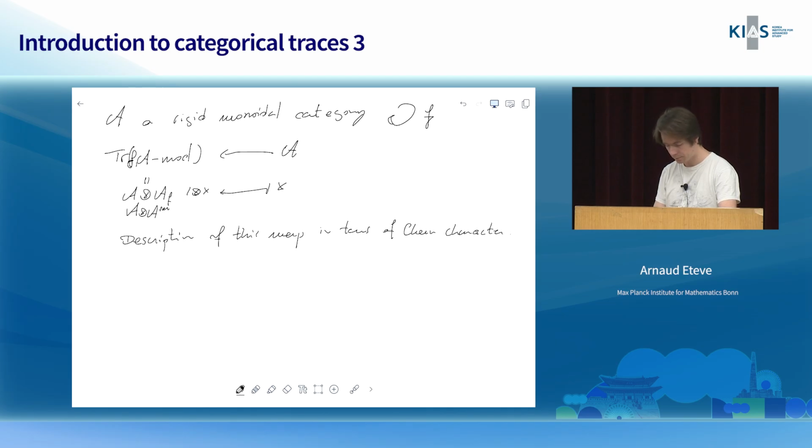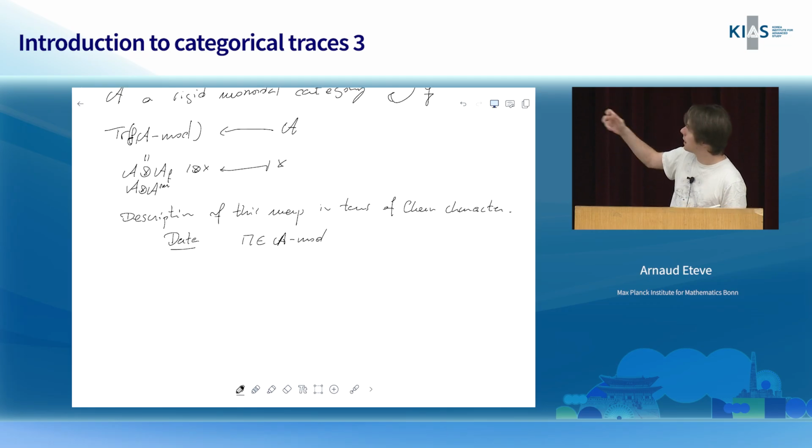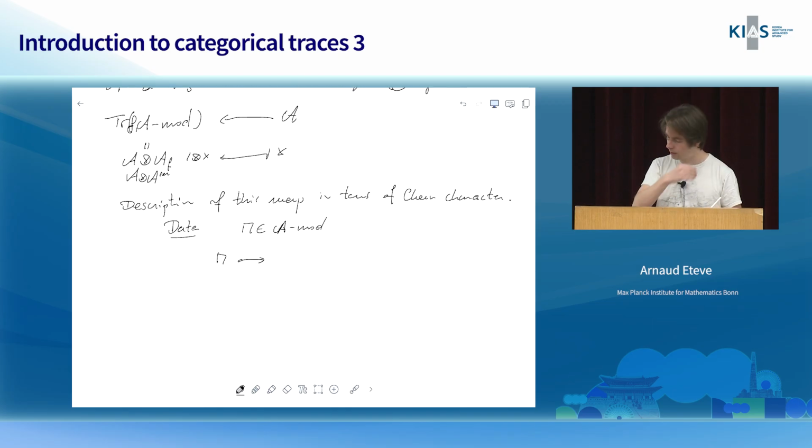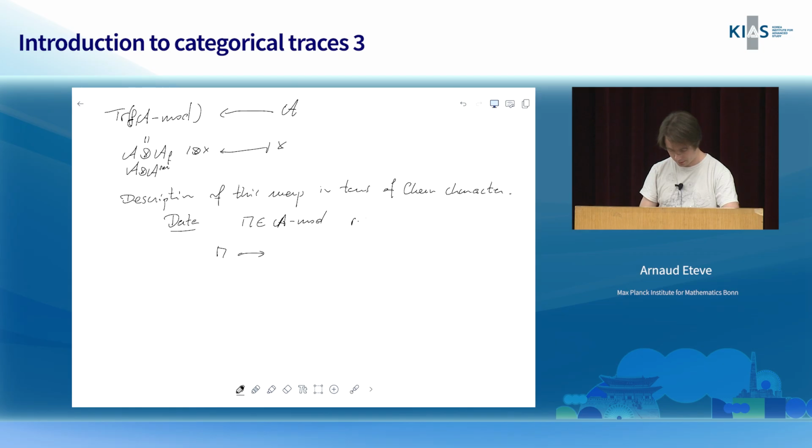So let me recall the data of a Chern character. To talk about this, we fix the following data. We fix M to be an A module. And then we needed some kind of compatibility between M and the Frobenius. And so we needed the datum of a morphism. Sorry, I need M to be compact. So I will assume right dualizable as an A module.